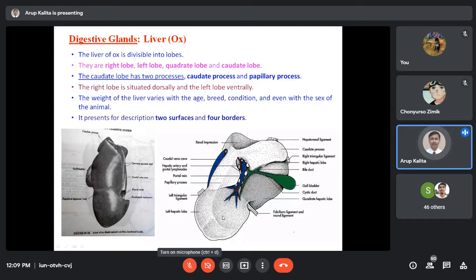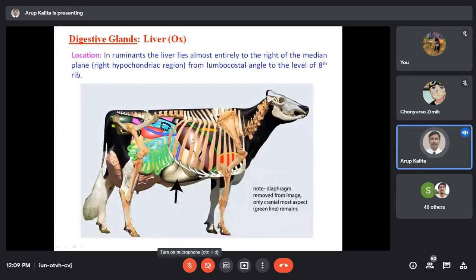If you see the position of the liver, here is the lateral surface. So this is the left lobe, and this is the right lobe. Now you may ask me, the liver is located in the right hypochondriac region, then how will the left lobe be there? Can you get my question?